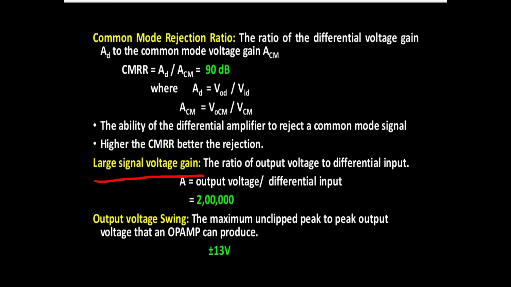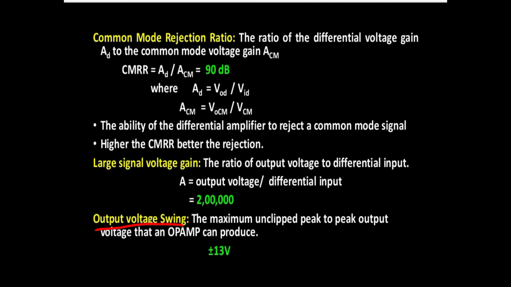Now let's see large signal voltage gain. Large signal voltage gain is also known simply as voltage gain. We know voltage gain is nothing but the ratio of output to the input. The ratio of output voltage to the differential input is nothing but large signal voltage gain, or simply voltage gain. That is A is equal to output voltage by input voltage. It is approximately equal to 2 lakhs. For an op amp, the gain is very high, approximately 2 lakhs.